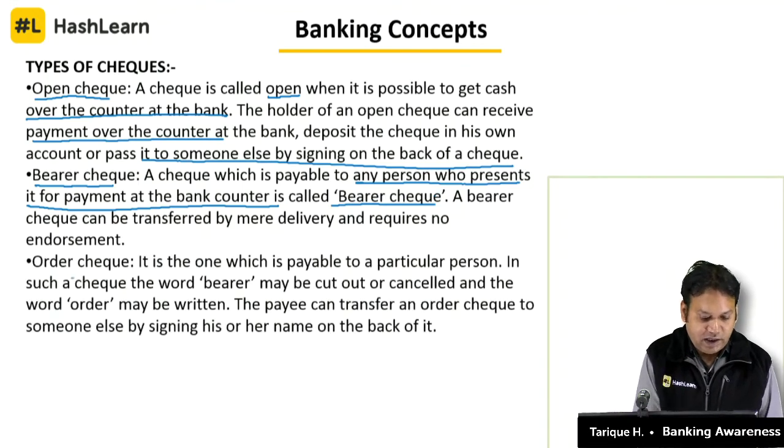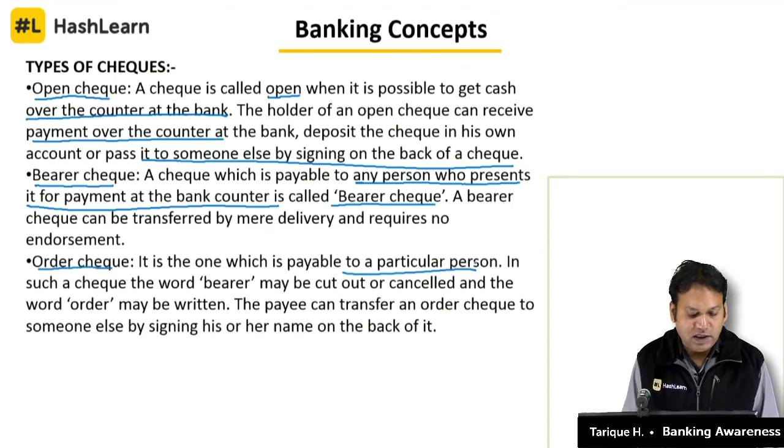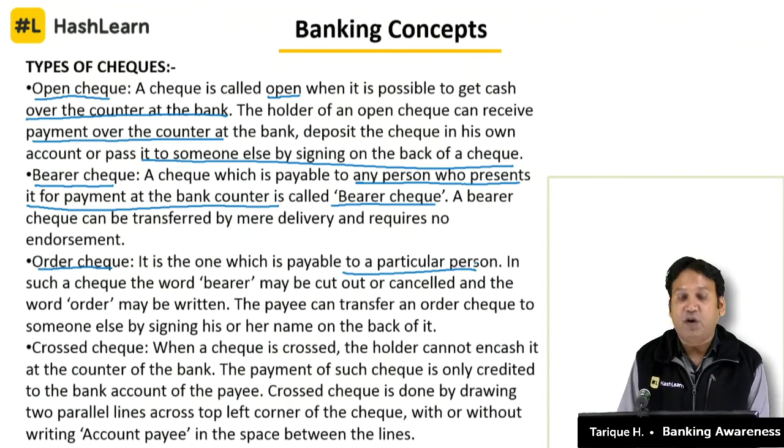An order check. It is one which is payable to a particular person. In such a check, the word bearer may be cut out or cancelled and the word order may be written. The payee can transfer an order check to someone else by signing his or her name on the back of it. And then we have the cross check.